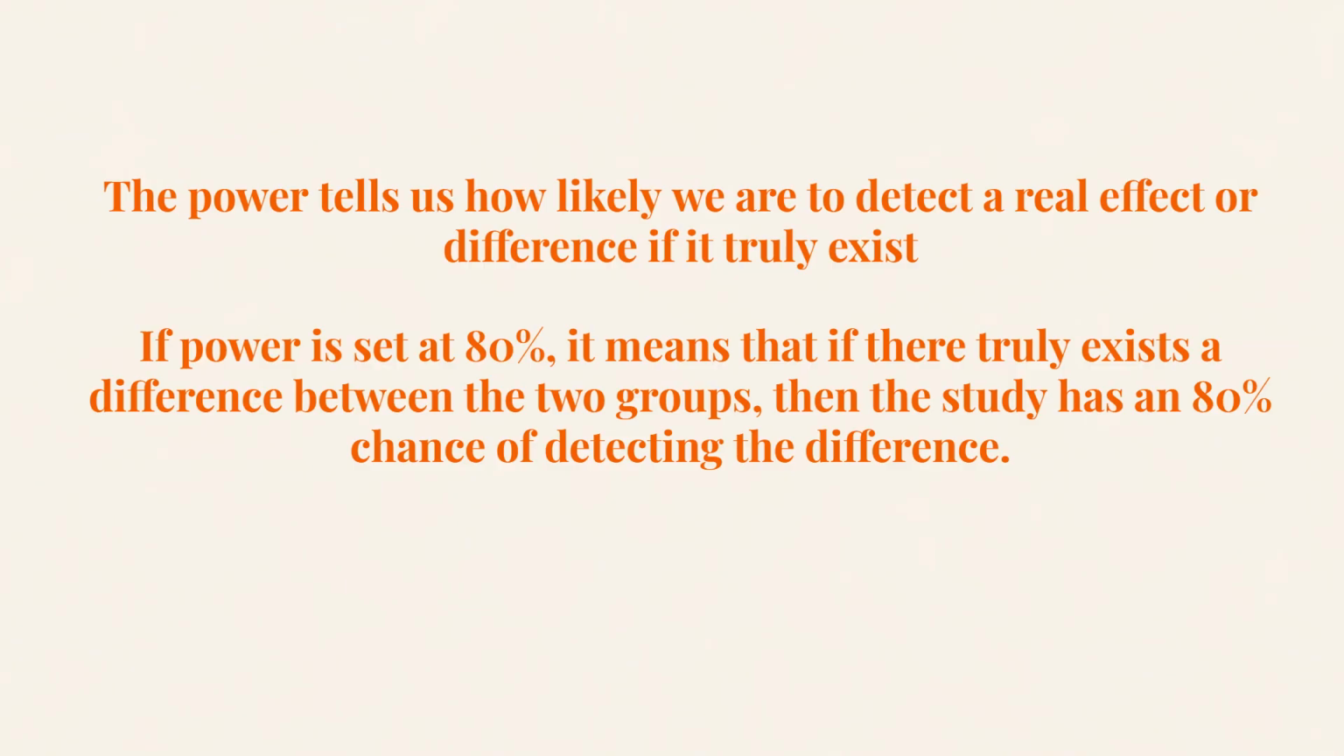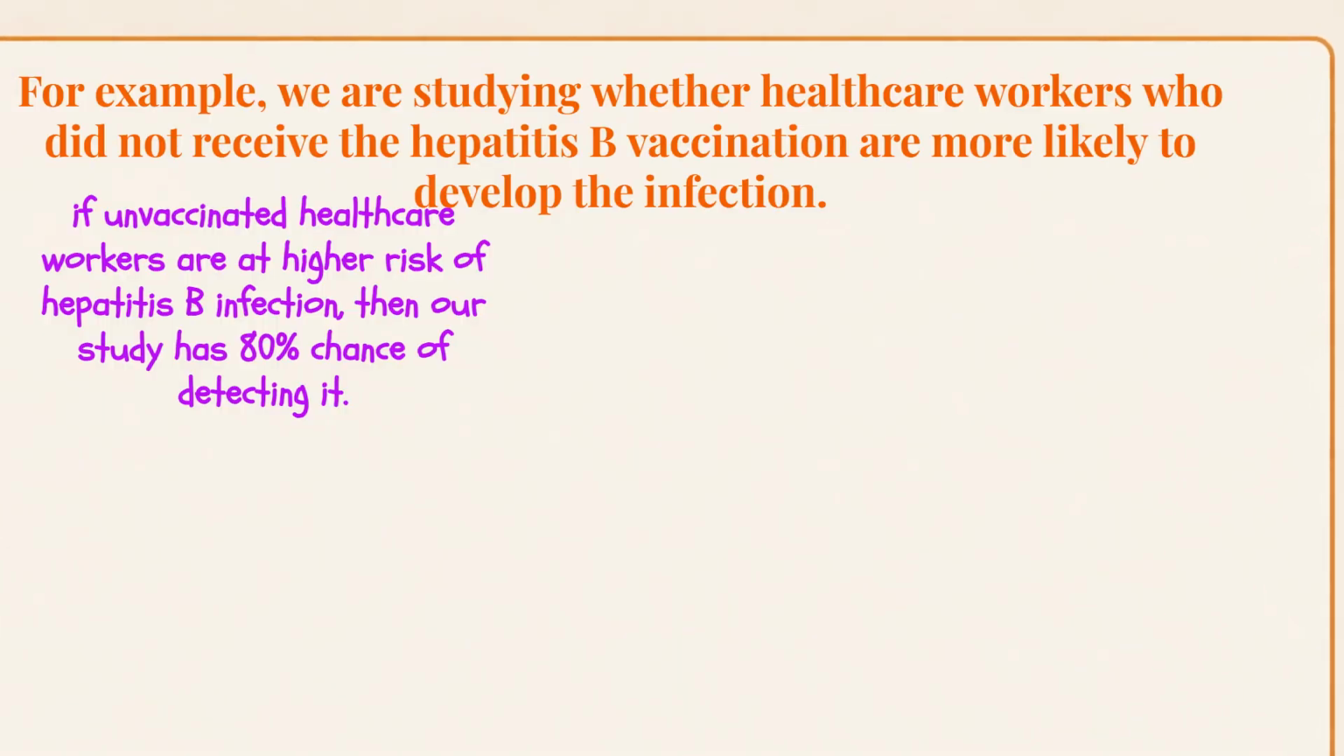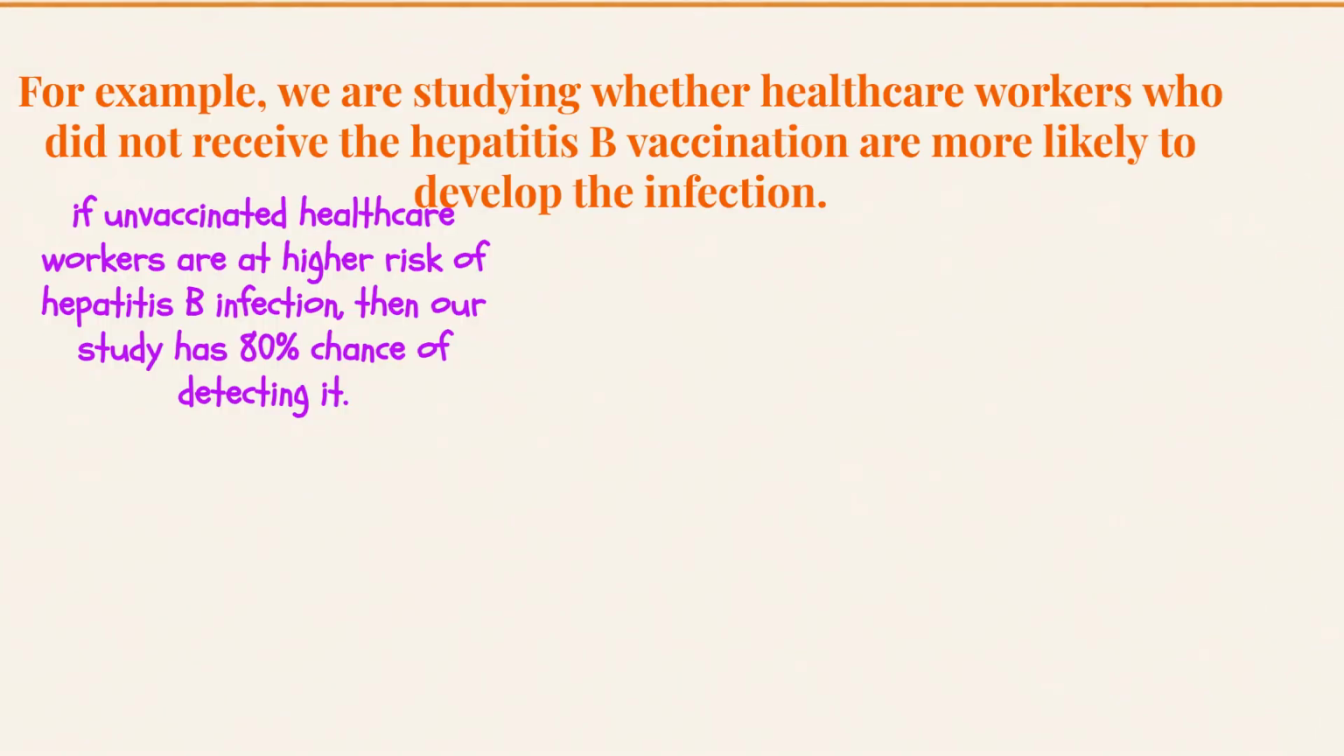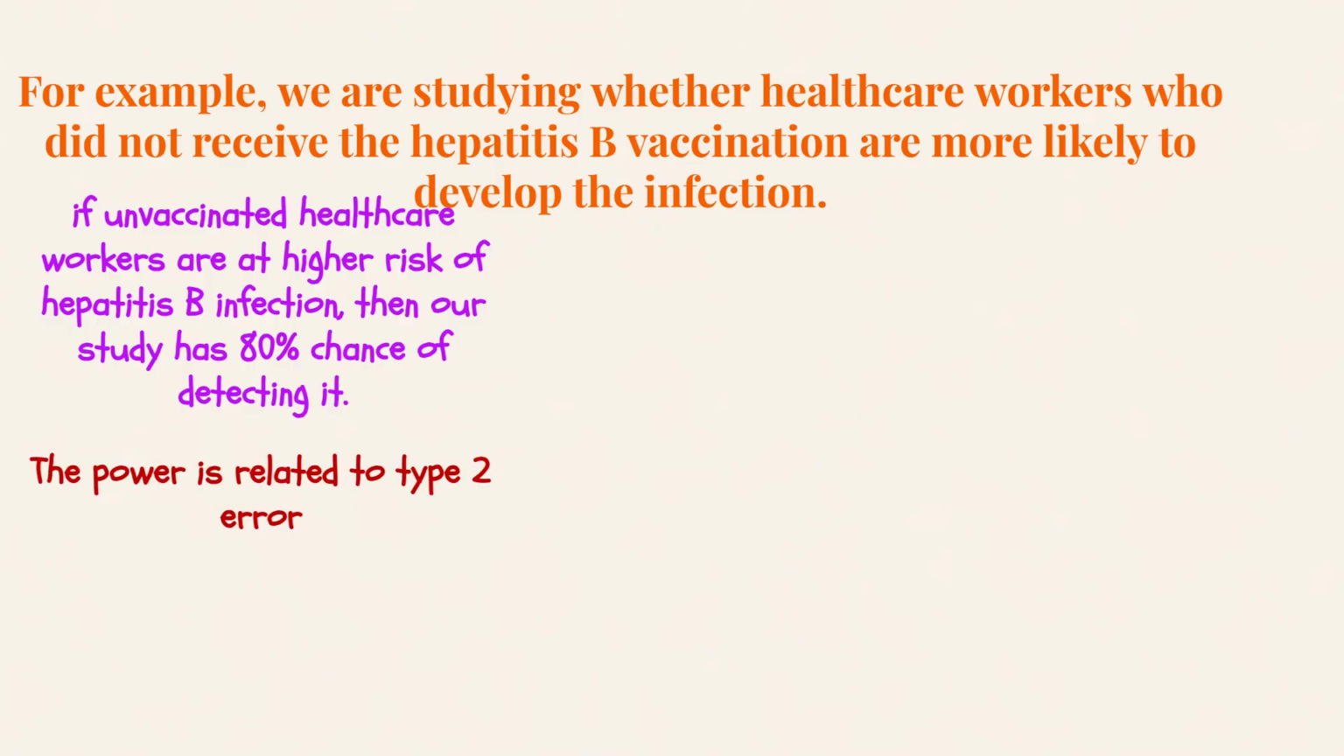So, using our hepatitis B example, we are saying that if unvaccinated healthcare workers are truly at higher risk of hepatitis B infection, then our study has an 80% chance of detecting that increased risk, that higher risk. Now, this power is directly related to type 2 error. So let's say the power is set at 80. I want to give you an example.